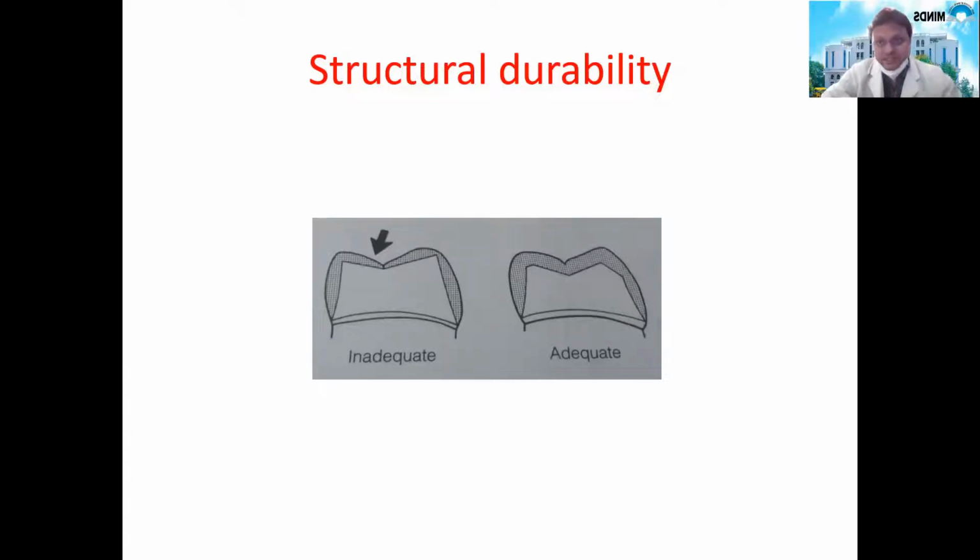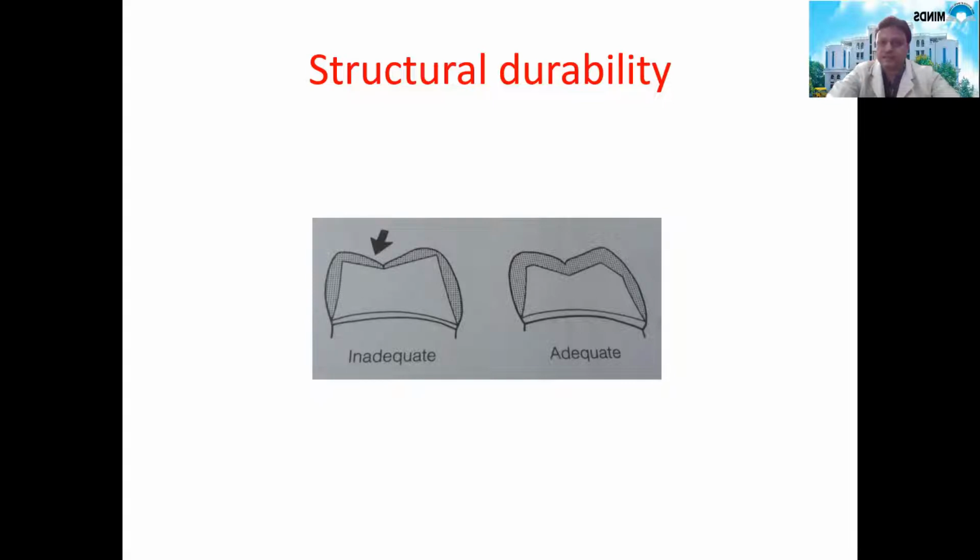Continuing with the principles of tooth preparation, today let's see about the structural durability. What we exactly mean by this particular principle. In this picture, you can see the first one tells you it's inadequate.